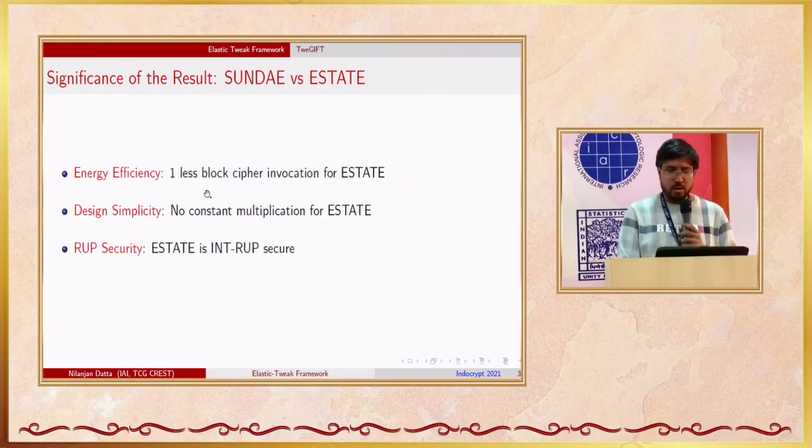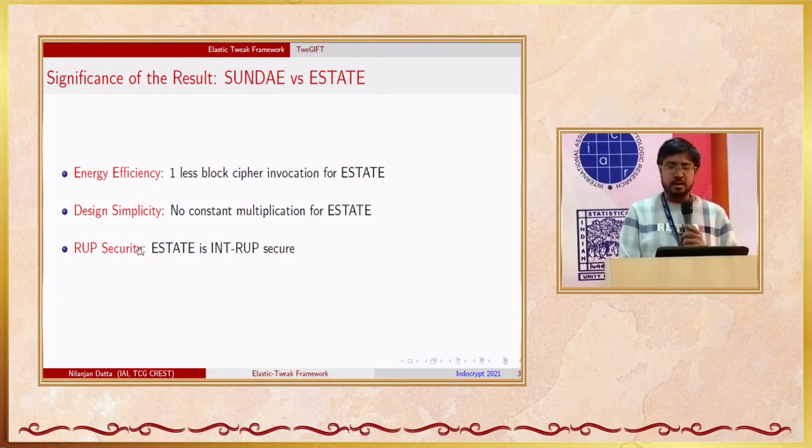And what you gain, so for Sundae, ESTATE basically gives you an energy efficiency because it requires one less block cipher invocation, because that constant block cipher invocation you can now remove, and the overall design becomes simple. So for Sundae, there are several constant multiplications with 2 and 2 squared. So you just remove those. You can perform the same thing with just different tweaks.